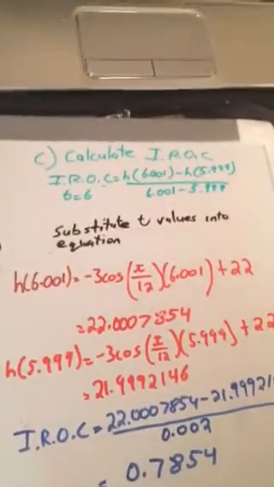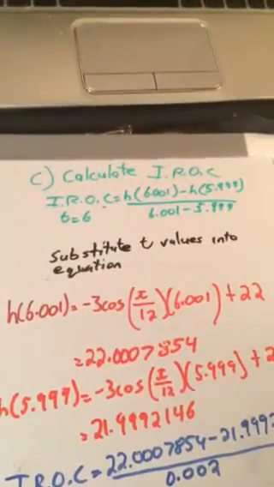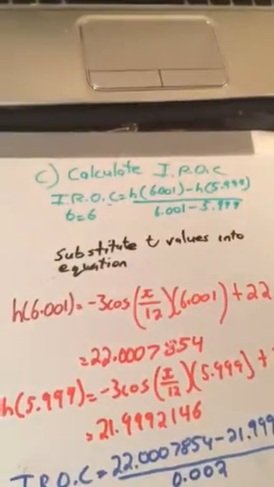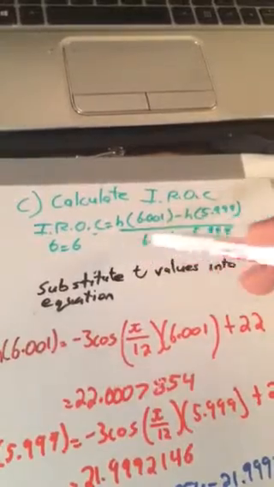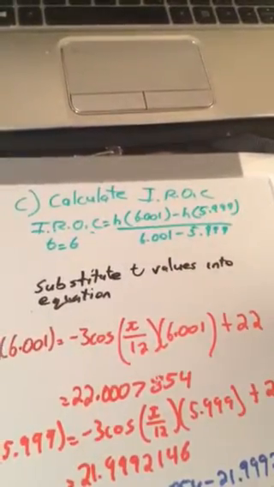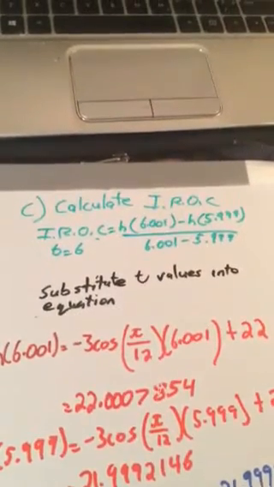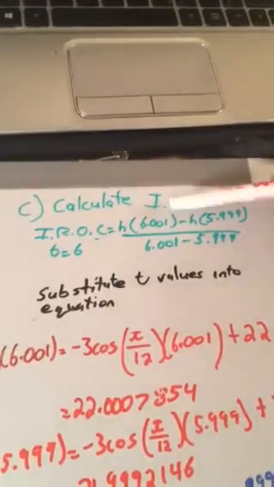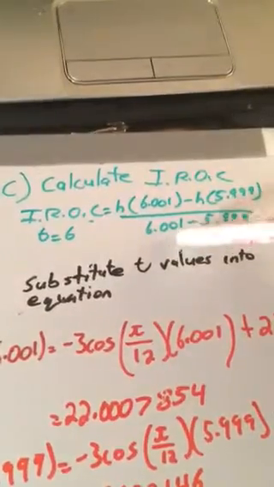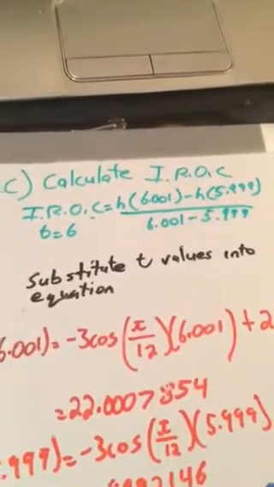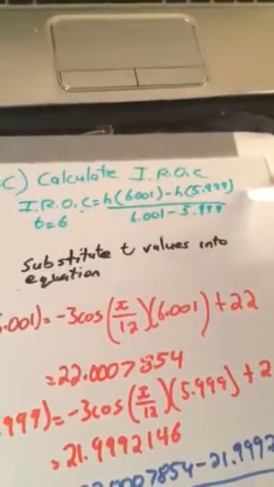Okay, so lastly, we're asked to determine the instantaneous rate of change in water temperature at 6 p.m. So first, we need to calculate our IROC at t equals 6. So we do 6 plus 0.001 minus, and then we do 6 minus 0.001 to determine our h of t's. So we do h of 6.001 minus h of 5.999 all over 6.001 minus 5.999. Next we find our h of 6.001 and our h of 5.999.